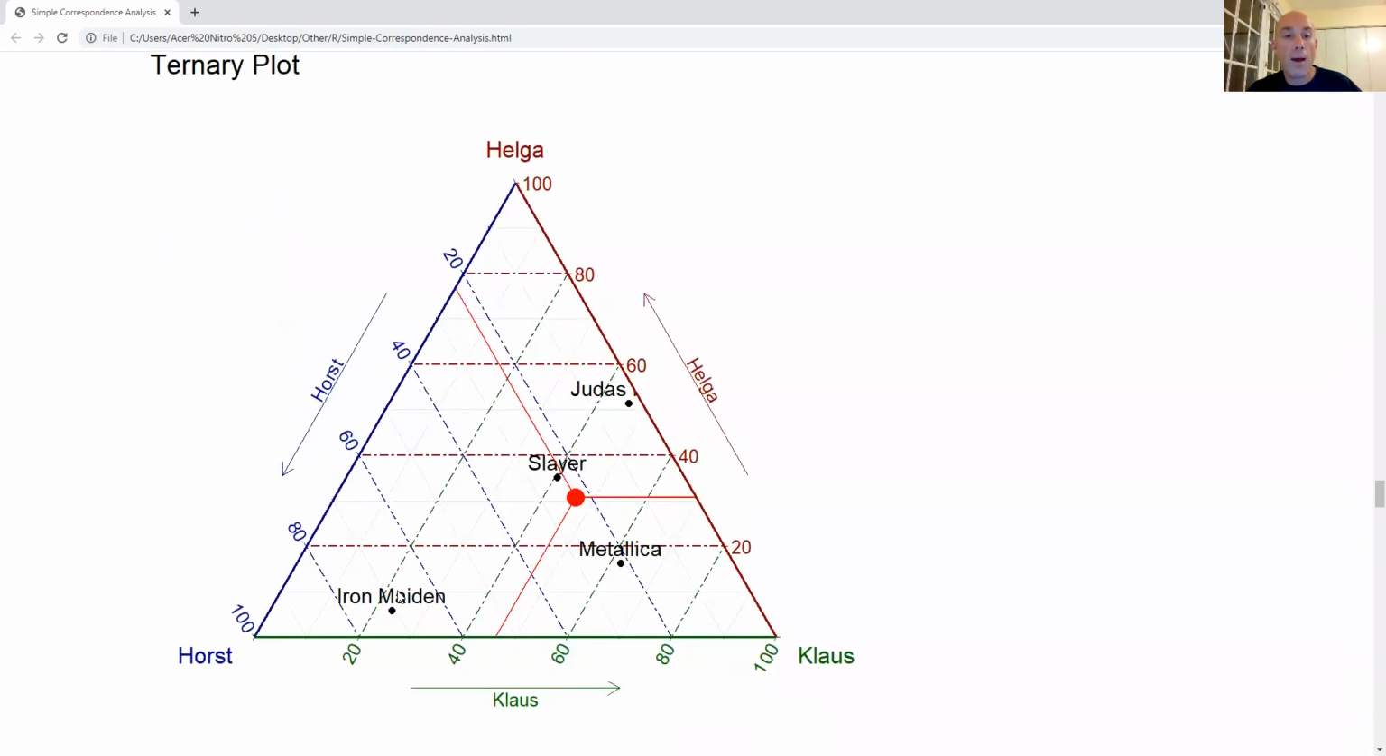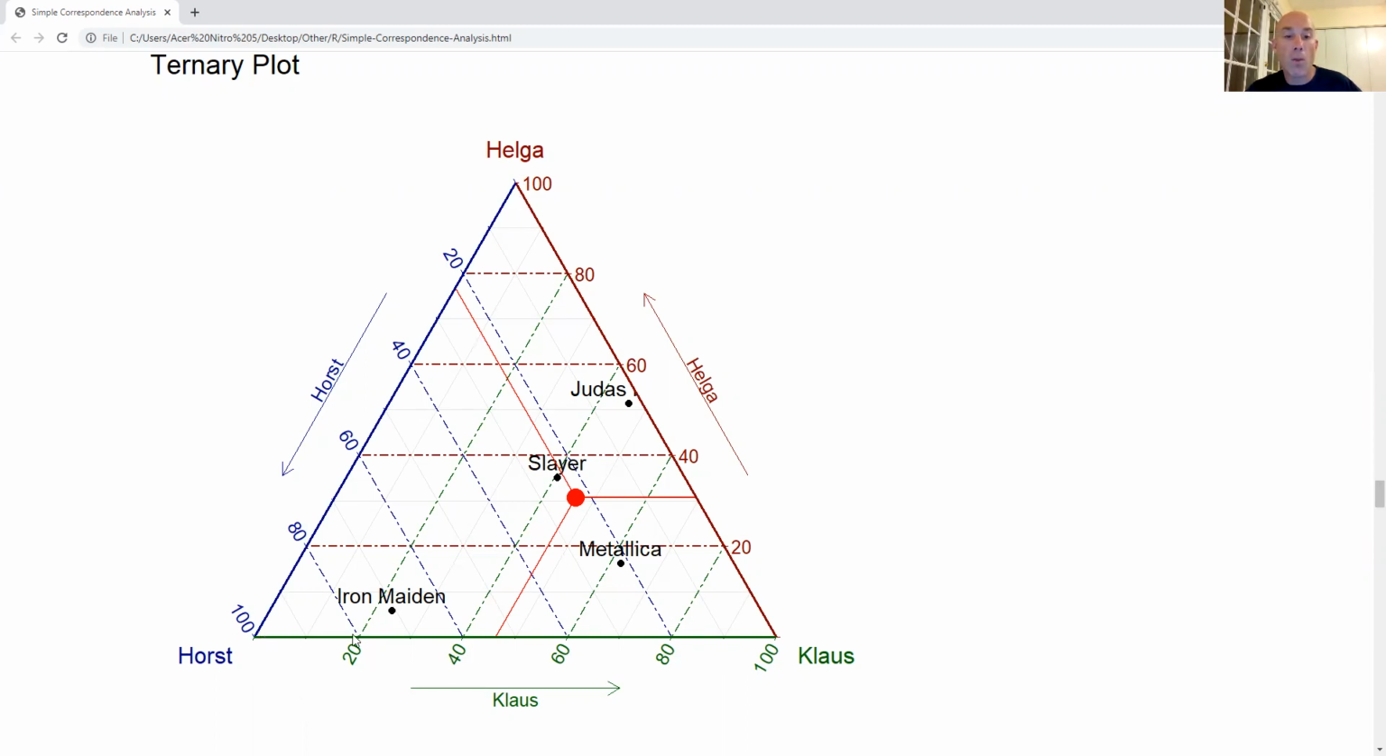All right, and so now we have Iron Maiden, Metallica, Slayer, and Judas Priest all plotted here. If we were in the situation where only Klaus went to a particular band, then that band would appear in this corner. If only Horst went to a concert, and Helga and Klaus did not, then that point would be in this corner. If Helga was the only one that went to the band's concert, and Horst and Klaus did not, then it would be in this corner.